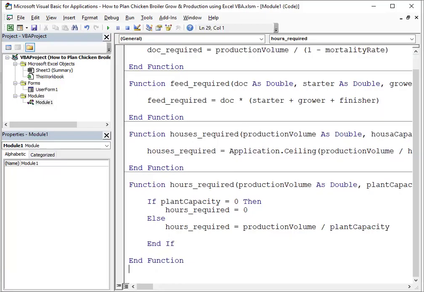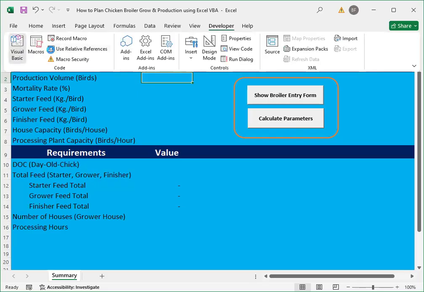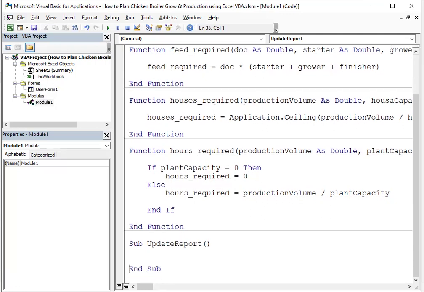So what I'm going to do next is create a macro to update our report, because what we're going to need is this calculate parameters. We're going to need a macro for this, so I'm going to write the VBA code for it. Therefore, I'm going back to Visual Basic. Then the macro would be called sub update report. That would be our macro.